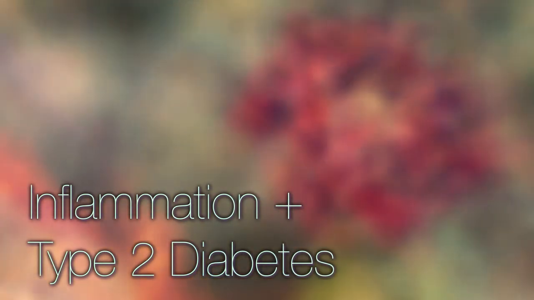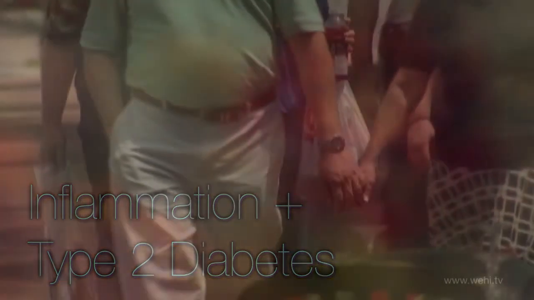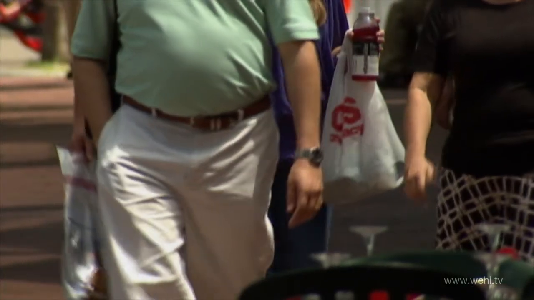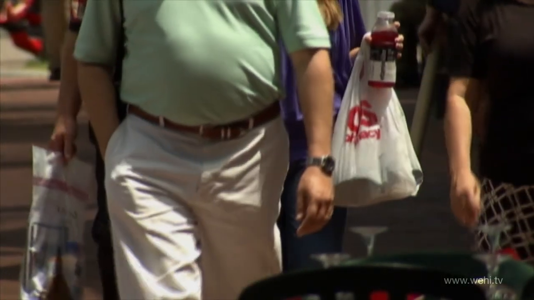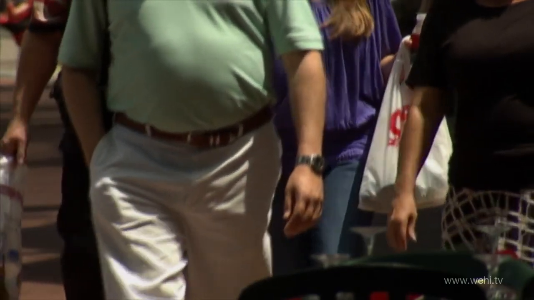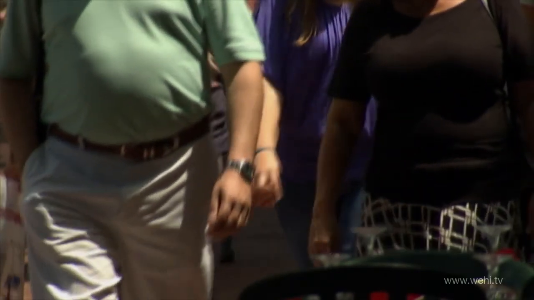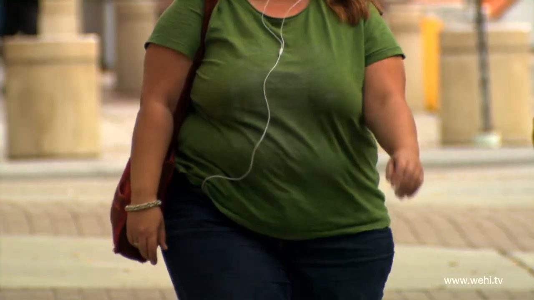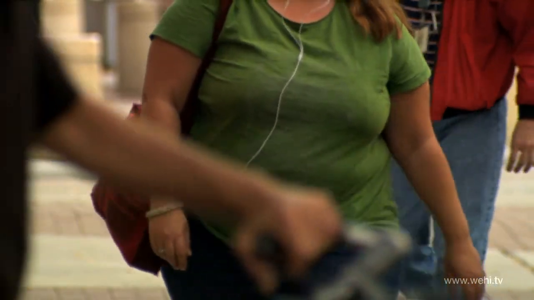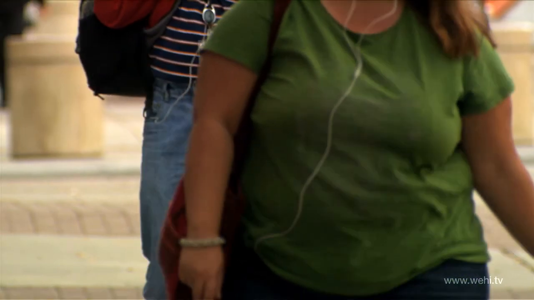Type 2 diabetes, also known as adult onset diabetes, is a metabolic disorder characterised by high blood glucose. Obesity is thought to be the primary cause of type 2 diabetes in people who are genetically predisposed. Thus, overweight people have increased levels of glucose circulating in their blood.